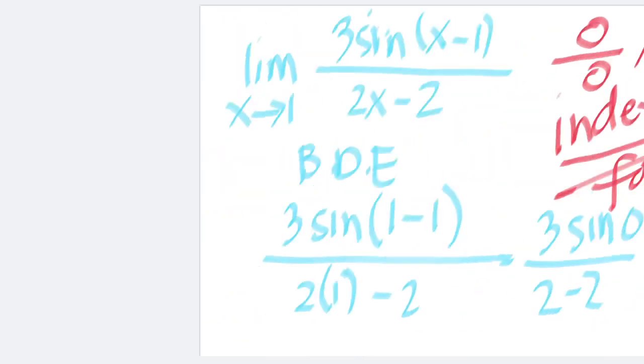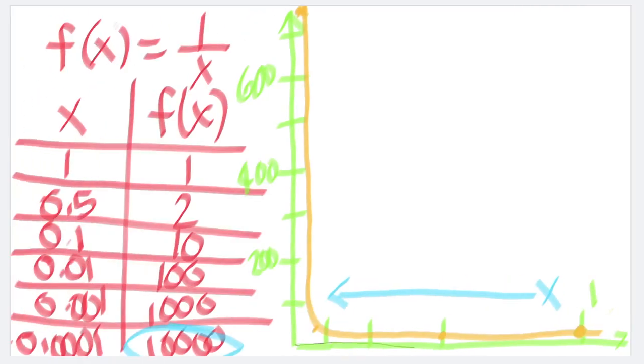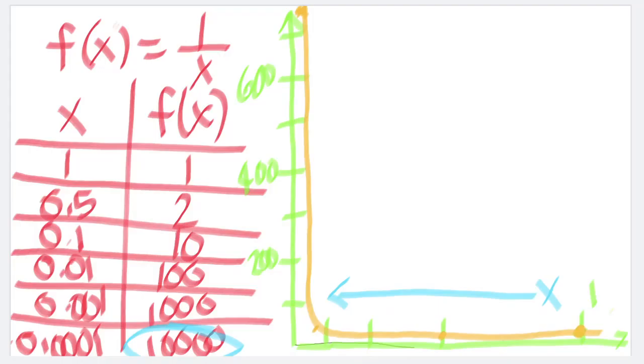So what we did in the earlier example, if the values of f of x become ever larger, so if f of x here becomes ever larger as x approaches 0, then the limit of f of x is equal to infinity.